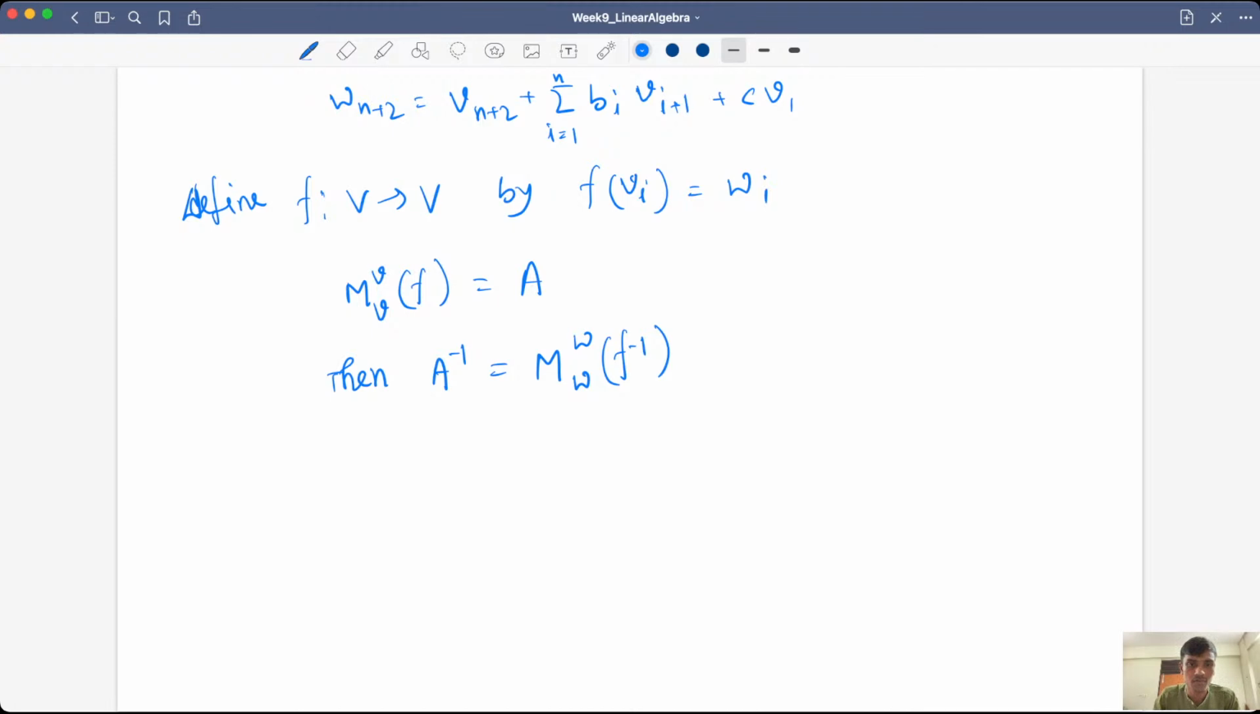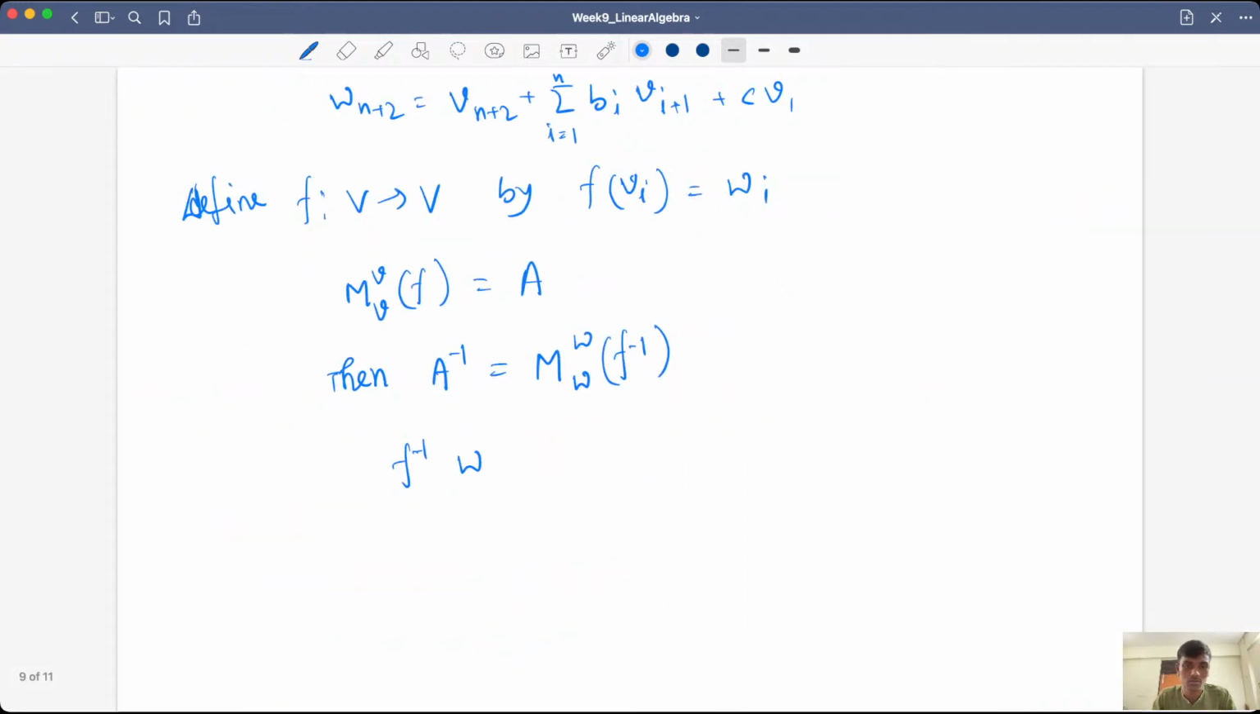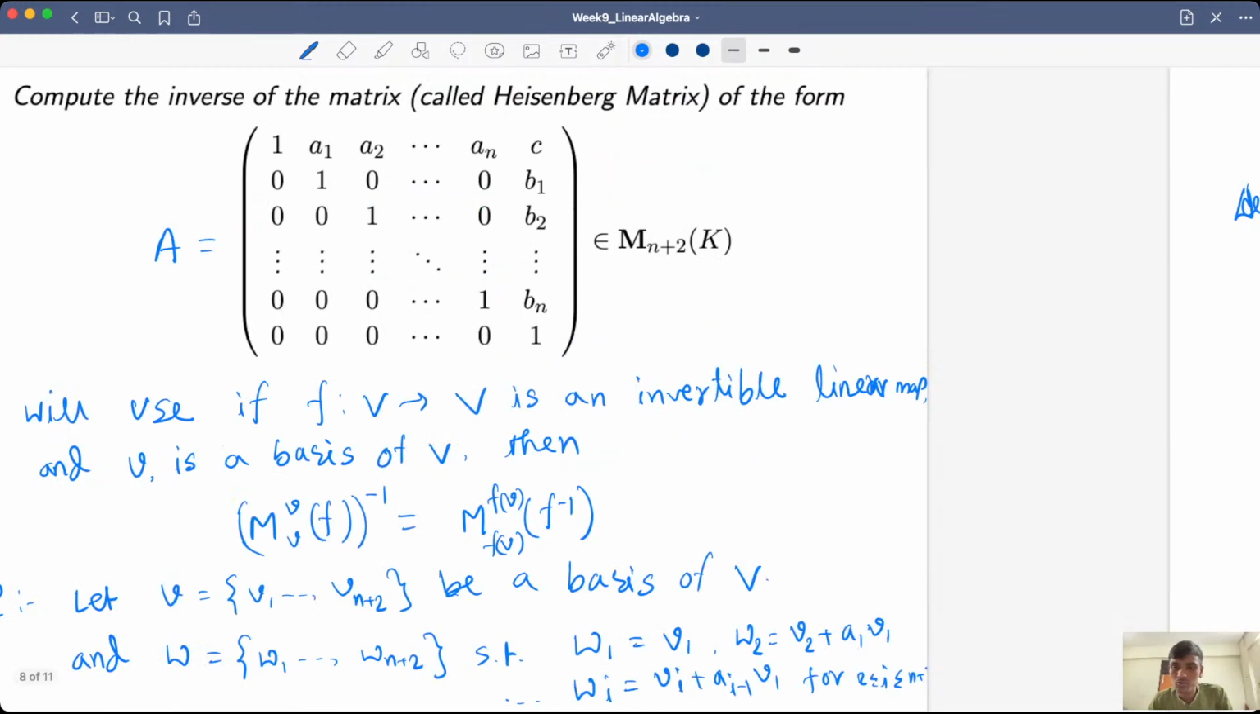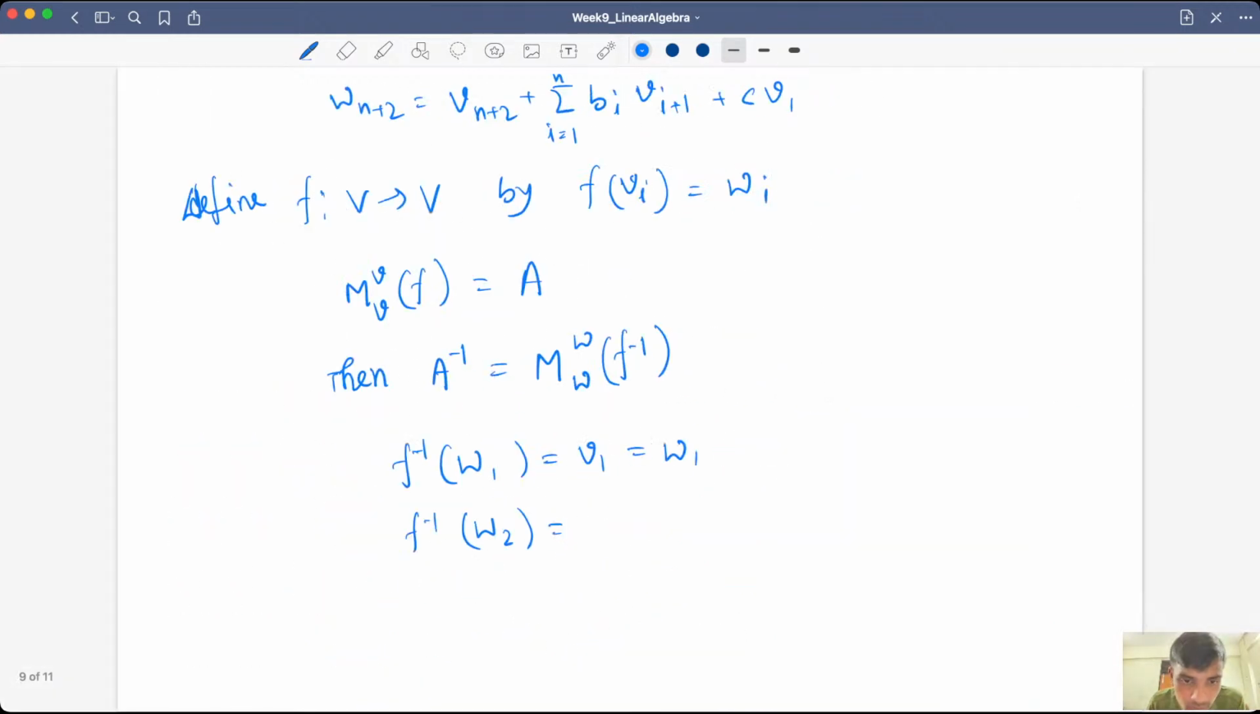Because f inverse of w1 is v1, which is just again w1, and f inverse of, say, w2, okay, again I'm missing something probably.